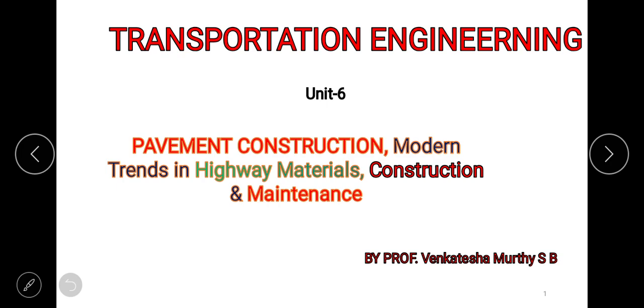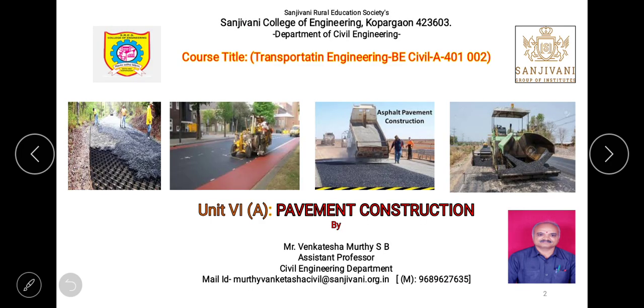This is the last unit, unit 6. It consists of two parts: 6A, pavement construction, and 6B, modern trends in highway materials, construction and maintenance. 6A, pavement construction.